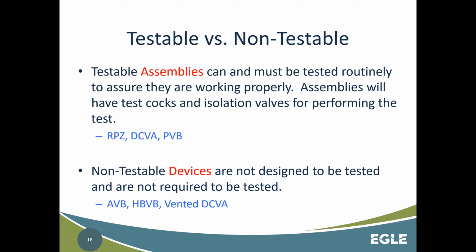And the two main ones are an atmospheric vacuum breaker, a hose bib vacuum breaker, and then a vented double check valve assembly. So just so we're aware, the vented double check valve assemblies come in a couple different natures, and I think we see examples of those here in a second.